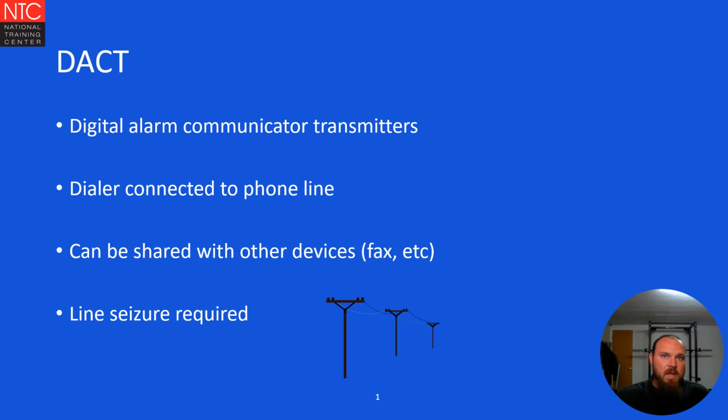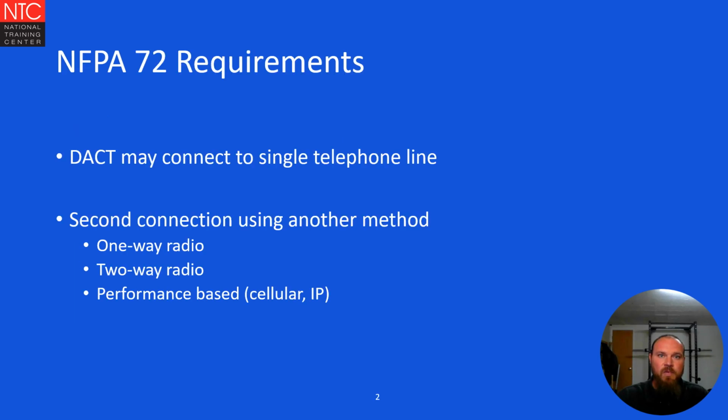In the event that a signal is being transmitted from the protected premise to the monitoring station, line seizure is required. And what line seizure does is when that signal is coming through, it seizes that line so that the DACT can send its signal.